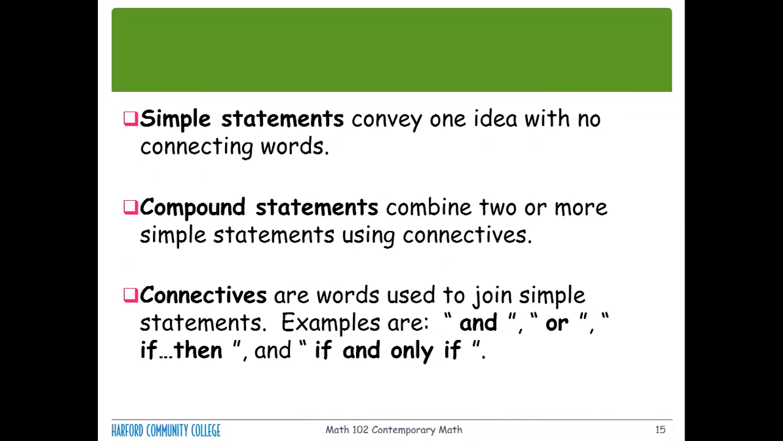The simple statements convey one idea with no connecting words. For the compound statements, these will combine two or more simple statements using connectives. Connectives that we are talking about are words used to join simple statements. For example, they are the word and, the word or, the words if then, and the words if and only if.